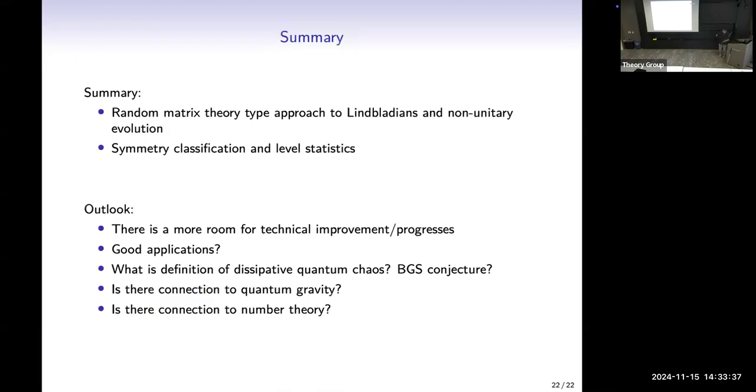And above all, I want to see good applications of all these calculations and the classifications we are doing. I'd also be happy to see if there's any other connection to beautiful areas like number theory and quantum gravity, which have a connection to Hermitian random matrix theory, but as far as I know, there's no direct connection to non-Hermitian random matrix theory. I'm happy to see if there's such a connection.